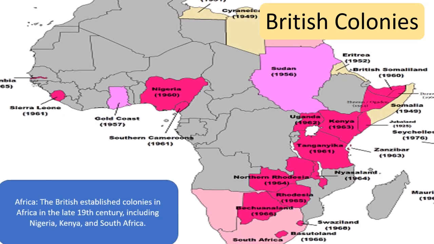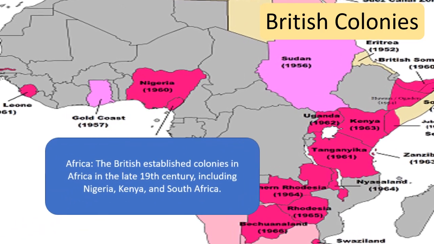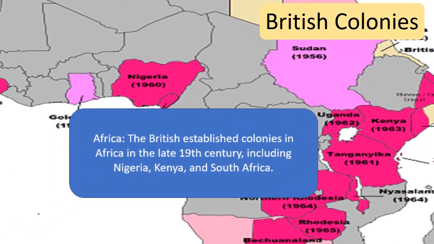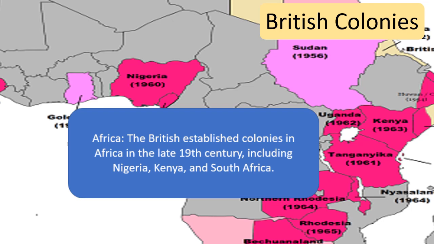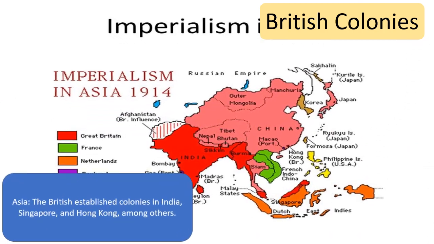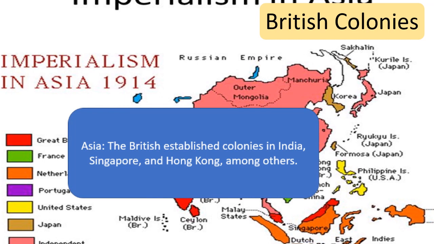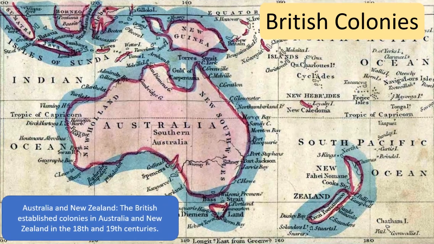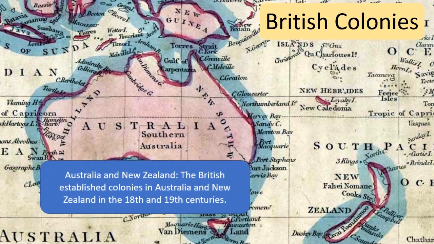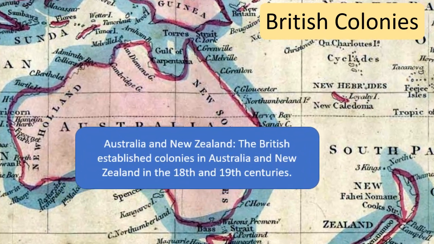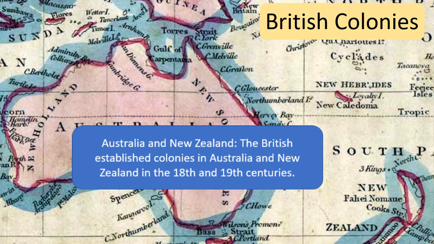Africa. The British established colonies in Africa in the late 19th century, including Nigeria, Kenya, and South Africa. Asia. The British established colonies in India, Singapore, and Hong Kong, among others. Australia and New Zealand. The British established colonies in Australia and New Zealand in the 18th and 19th centuries.